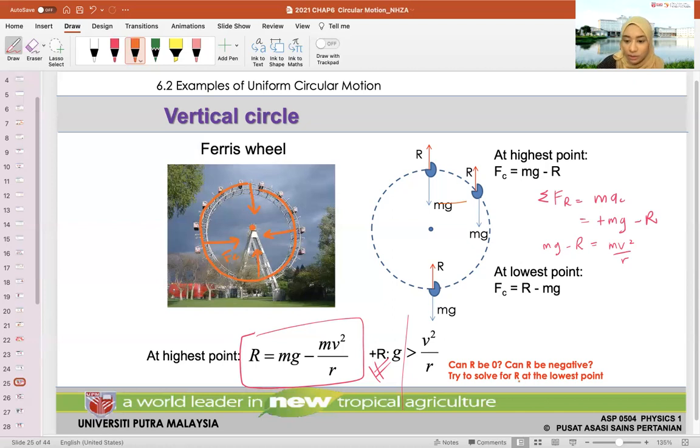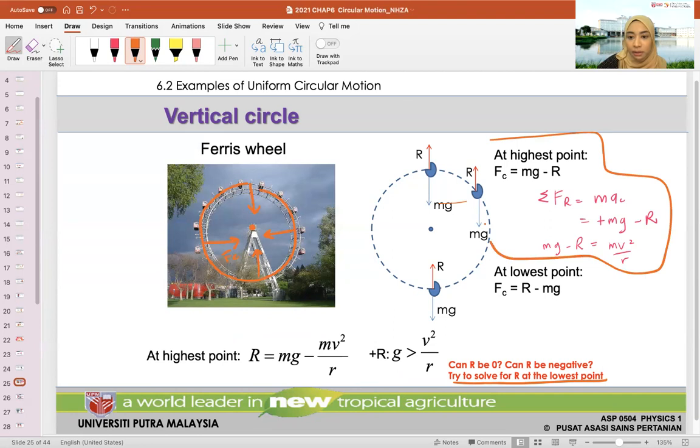Okay. So now it's asking us, try to solve for r at the lowest point. Okay, so let's see. So at the lowest point, this is our highest point. This is the highest point. Dah ada tulis kat sini dah, tak apalah. Okay, so kita akan grupkan macam ni. Okay, at the lowest point, FC is equal to R minus mg. Let's figure out how they got this. So at this point, we are here. We need to know what is the maximum or minimum speed to maintain contact with the seat.